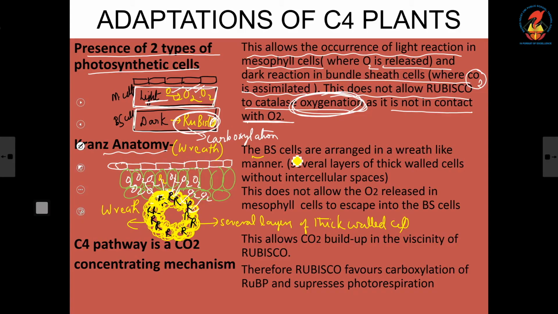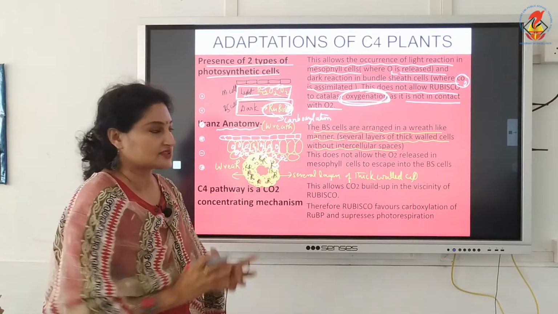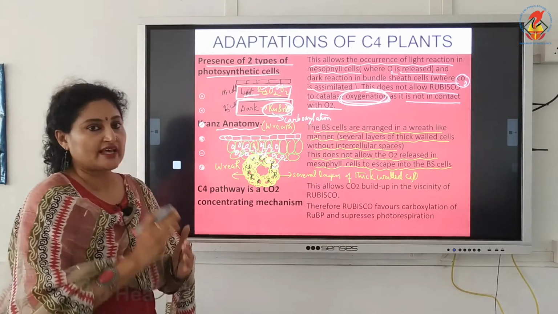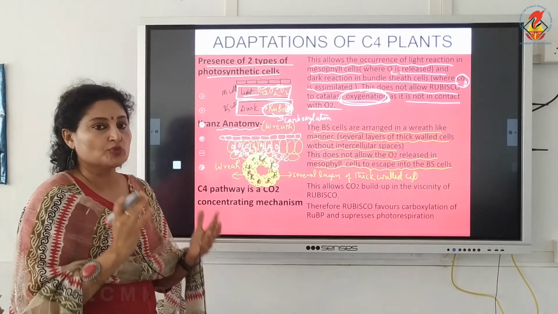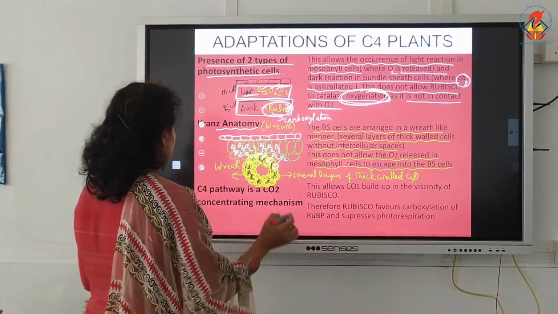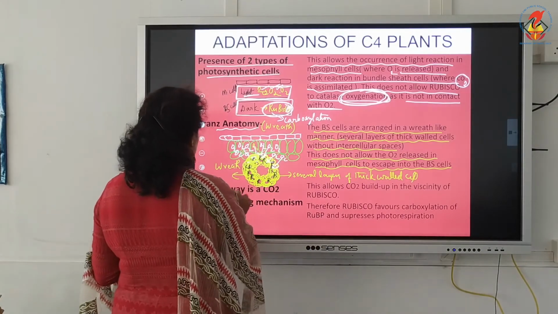So I am going to read here. The bundle sheath cells are arranged in a wreath-like manner. To describe this wreath-like manner, it is given in bracket several layers of thick walled cells without intercellular spaces. So tightly packed. This does not allow the oxygen released in the mesophyll cells as a result of light reaction to escape into the bundle sheath cells. So there also there is no chance of the rubisco to come in contact with oxygen. So photorespiration is suppressed.